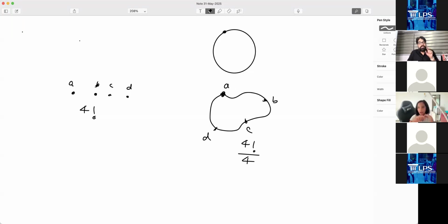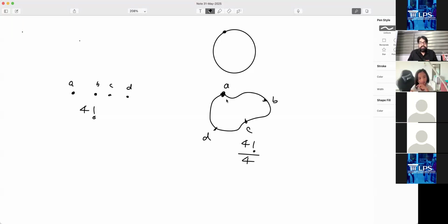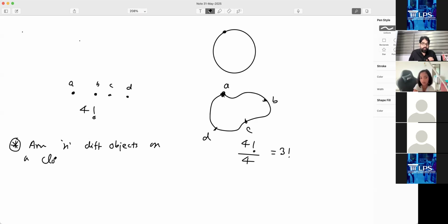Why? Because in a row there is a starting point and an end point. Here there is no starting point and no end point, because you can rotate. So it will be 4 factorial by 4, or you can say 3 factorial. So what we can keep in mind: arranging n different, distinct objects on a closed loop gives n minus 1 factorial.